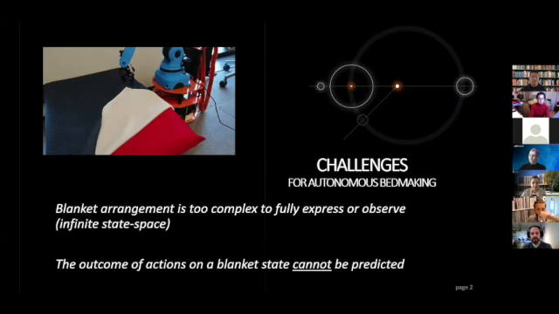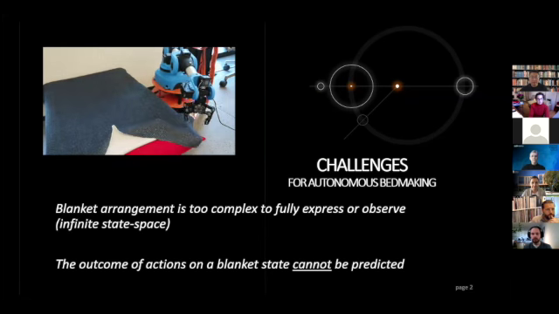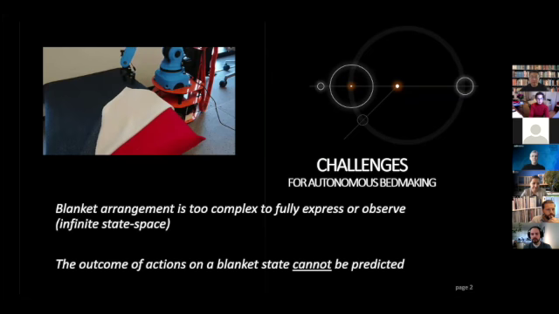With any blanket or fabric for that matter, it can assume any number of arrangements, in fact, an infinite number of arrangements, making it an infinite state space object. Because of this, we cannot fully express nor observe the entirety of the state of the blanket in our robot system. Therefore, we can't predict what effect the action of our robot will have on the blanket state, even though we have mathematical models that can approximate what this would do.